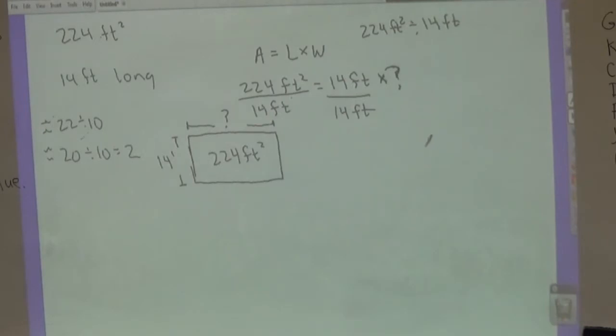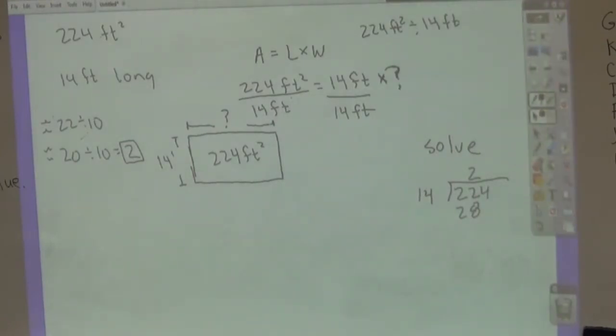So let's now do the solve step over here. 224 divided by 14. We're going to use this estimate in the tens place, because we are finding the estimate of 14 into 22 tens. 2 times 4 equals 8, and 2 times 1 equals, ooh, that doesn't work, does it? No, that won't work.